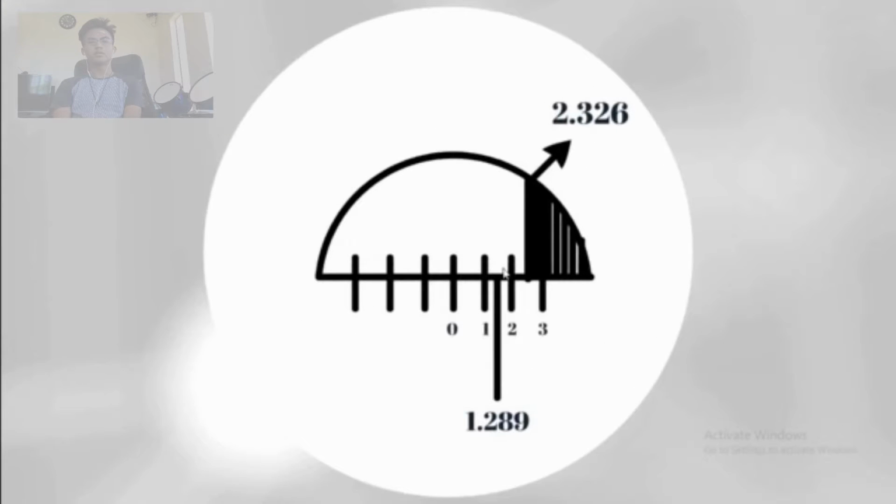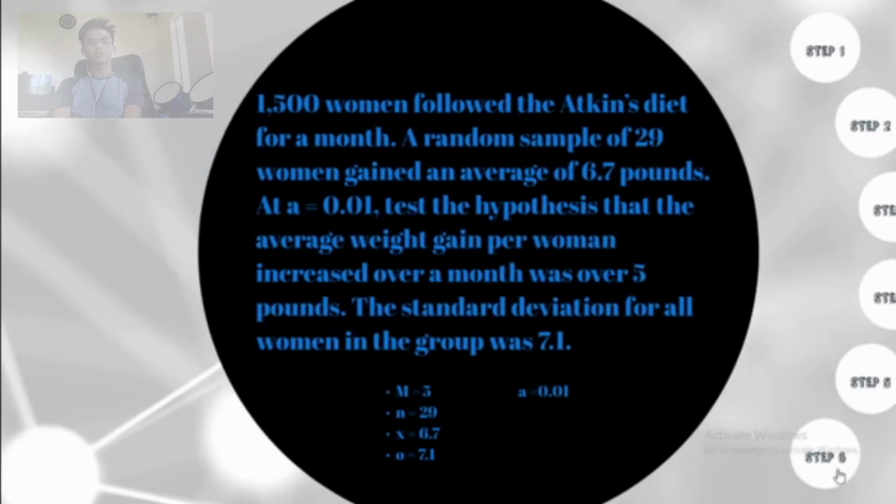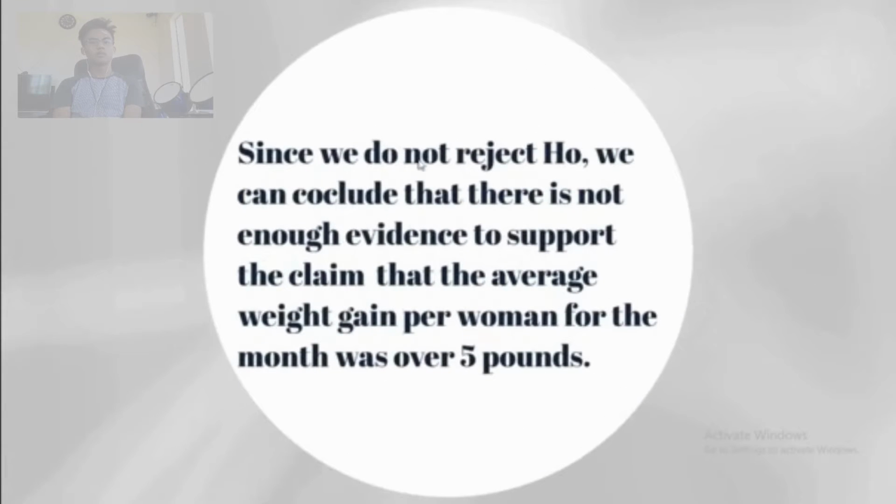And step 6 is the conclusion. Since we do not reject H0, we can conclude that there is not enough evidence to support the claim that the average weight gain per woman for the month was over 5 pounds.